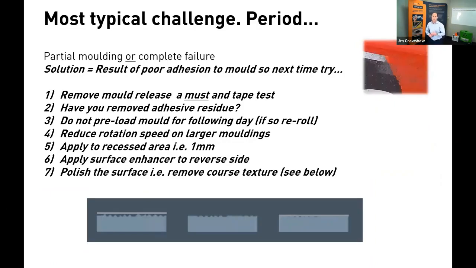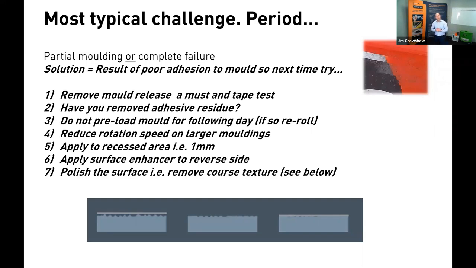So the most typical challenge, period, is the partial molding or complete failure. Oh no, this is bad. This is really a result of poor adhesion to the mold. There are a number of reasons why this might happen. Number one, removing the mold release is an absolute must. A quick way to check whether there's mold release on the mold anywhere the graphic is to be applied is by doing the tape test. And I'm going to show you that in just a few seconds.